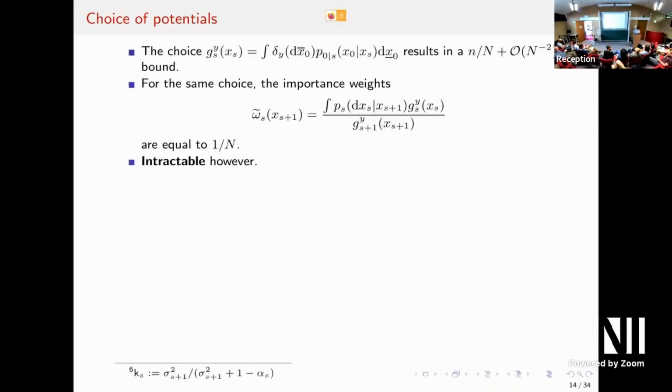Okay, yeah, exactly, that's what I just said. We have this potential. This is this optimal choice. The importance weight is going to be 1 over n. So you know this is your optimal proposal, but it's an intractable proposal. So we cannot really do this.